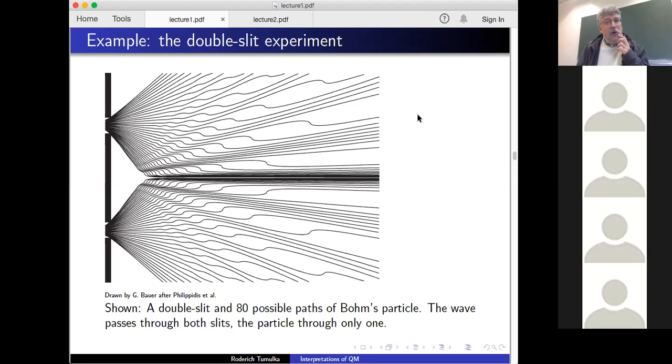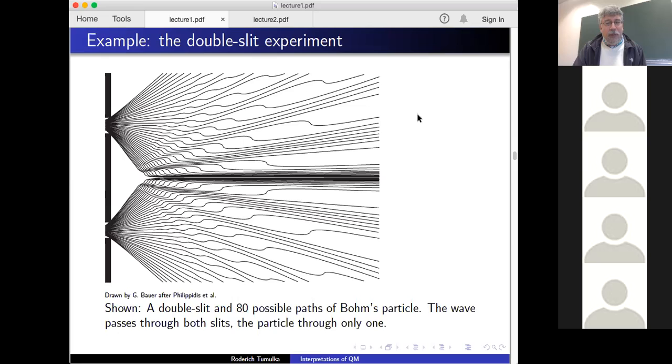So the particle is also coming from the left. It's passing through one of the slits. Since it's a particle, and since it follows one of these trajectories, it actually goes either through the upper slit or through the lower slit, whereas the wave function goes through both slits. So in Bohmian mechanics, you have wave-particle duality in the literal sense. There is a wave and there is a particle. The wave passes through both slits, the particle always only through one. Which one? That is random. So the particle follows one of these trajectories, a random one.